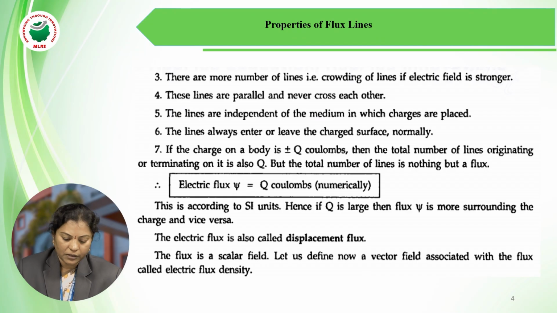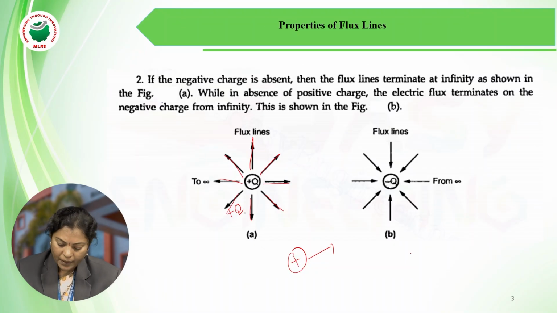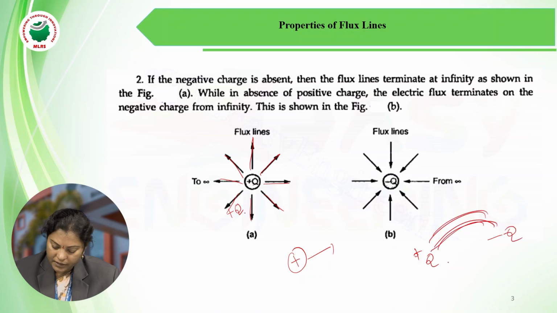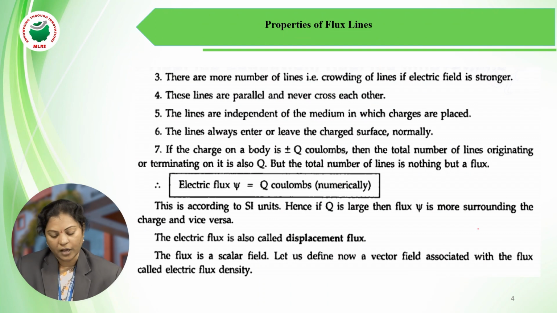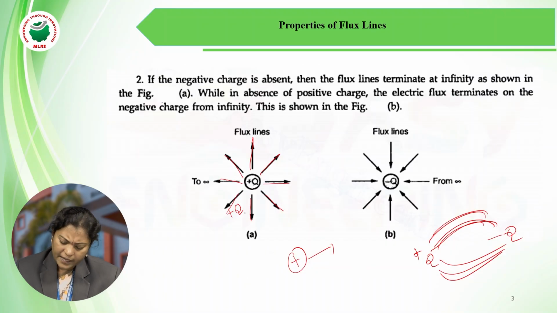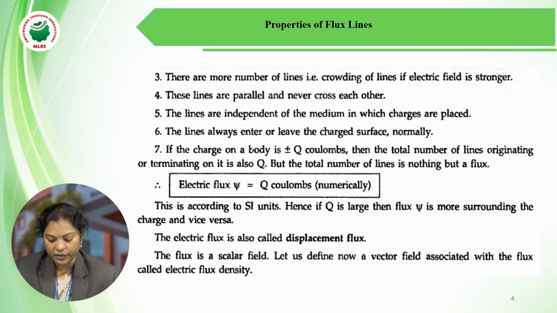Coming to the third property, if there are more flux lines between the positive charge and negative charge, it means the electric field is stronger. Also, these lines are parallel to each other. These lines will never cross each other.